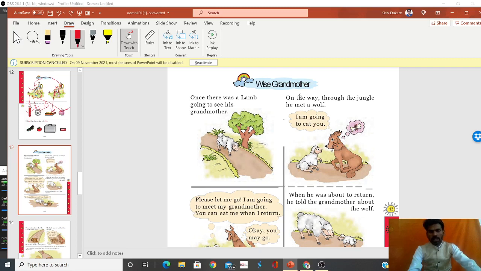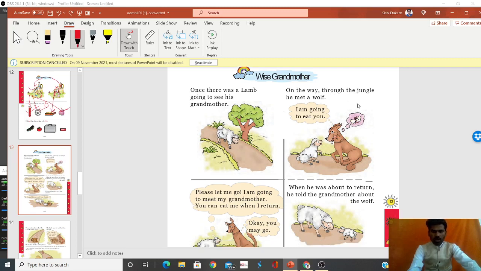Wise grandmother. Here we give a little story. Now I will read. Once there was a lamb going to see his grandmother. On the way through the jungle, he met a wolf. This is the wolf. Okay. This is a lamb. And this is the wolf.